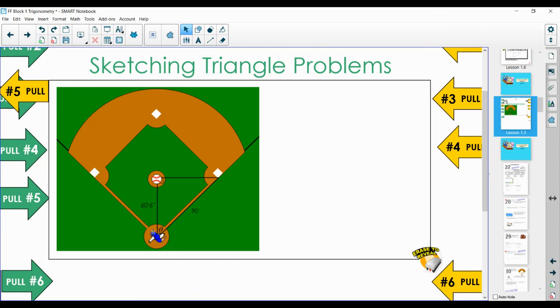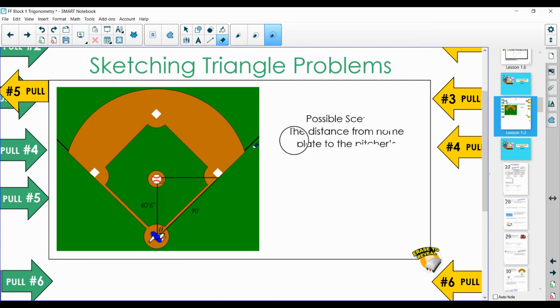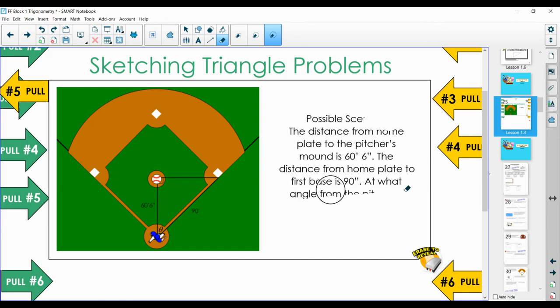All right, so if you notice we've got a baseball player, we know that the distance from the pitcher's mound is 6 foot 6 inches, or 6.5 feet, and the distance to first base is 90 feet. So, question I might be asking. Again, the first part of the word problem gives us the information that we know already.